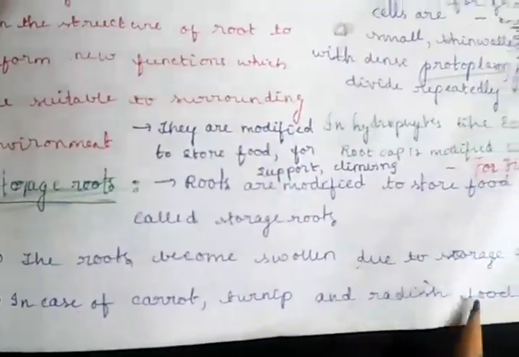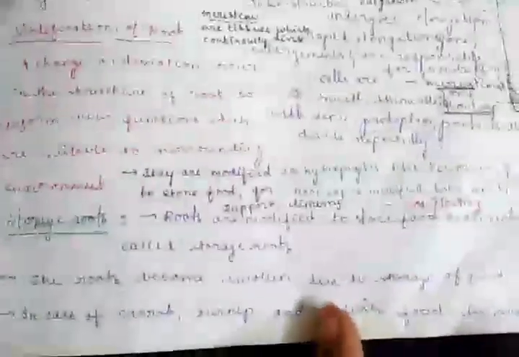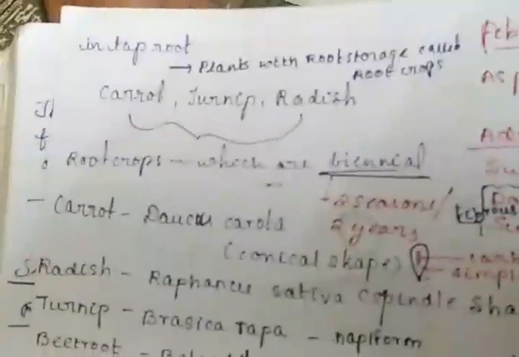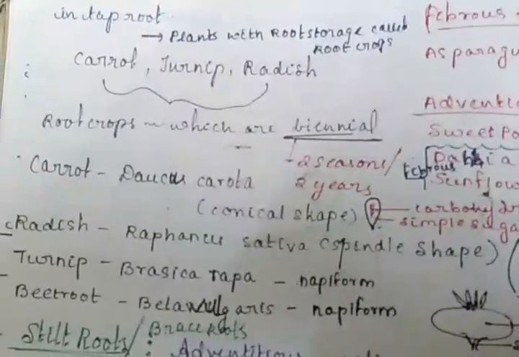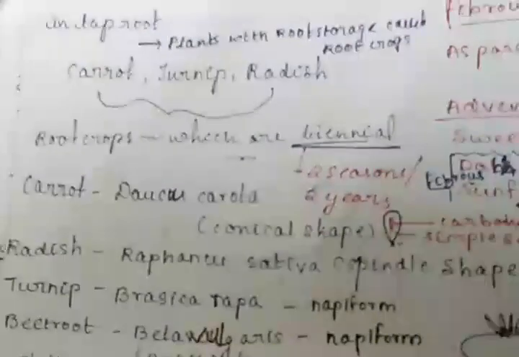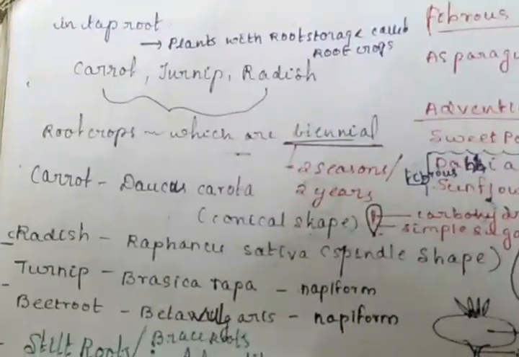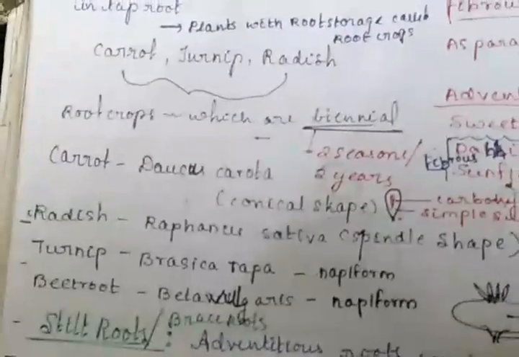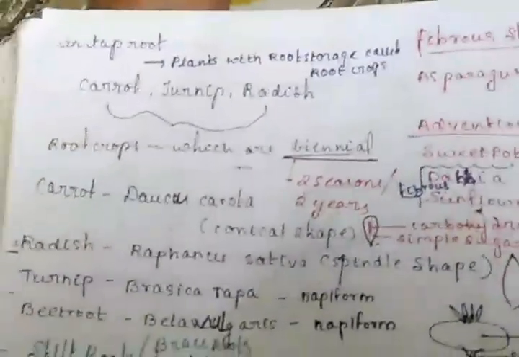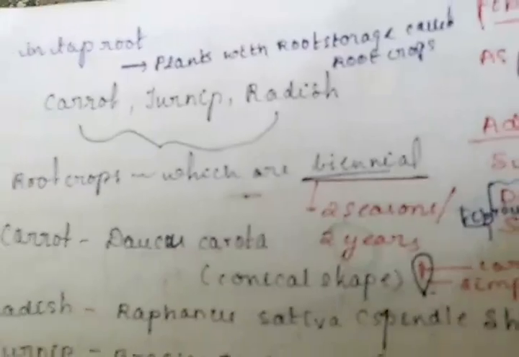In case of carrot, turnip, radish, food is stored in tap roots. In the storage roots we have tap root type of storage roots, fibrous root type of storage roots and adventitious root type of storage roots. We should remember the botanical names, scientific names also, friends. Okay, carrot, turnip and radish. Plants with root storage are called root crops. Carrot, turnip and radish are called root crops also, friends.